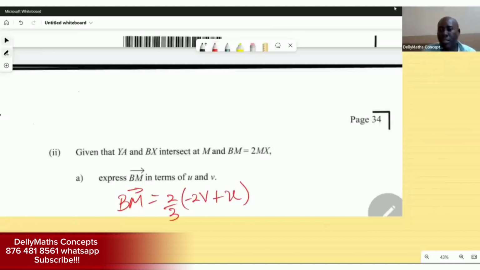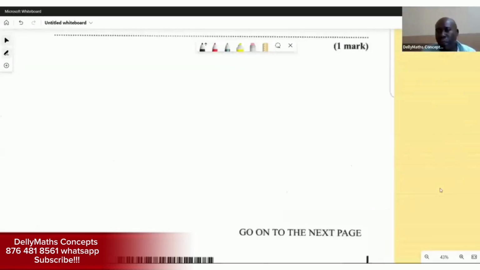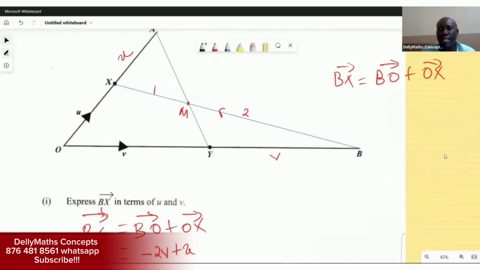It's 2/3 of it. Let me just re-explain. Based on the context, when they said M intersect here, it is saying B to M is 2 times MX. In other words, B to M is twice as big as MX. So we could share it up in a ratio of 1 to 2, where this is 2 times that idea. So that's what we're talking about.